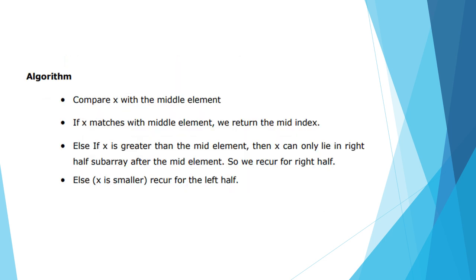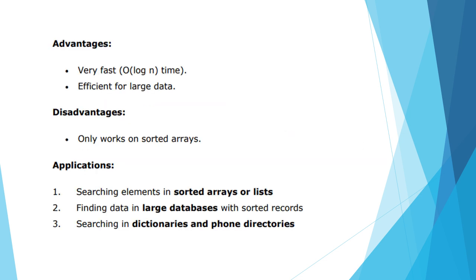The algorithm is, it will compare x with the middle element. If x matches with the middle element, we return the middle index. Also, if x is greater than the middle element, x can be searched only in the right half of the array, or otherwise it will search in the first half. Searching takes place recursively. The advantage is it is very fast, and it is suitable for large databases. Disadvantage: it works only on a sorted array. The applications are searching an element in a sorted array or list, finding data in a large database with sorted records, and searching in dictionaries and phone directories.